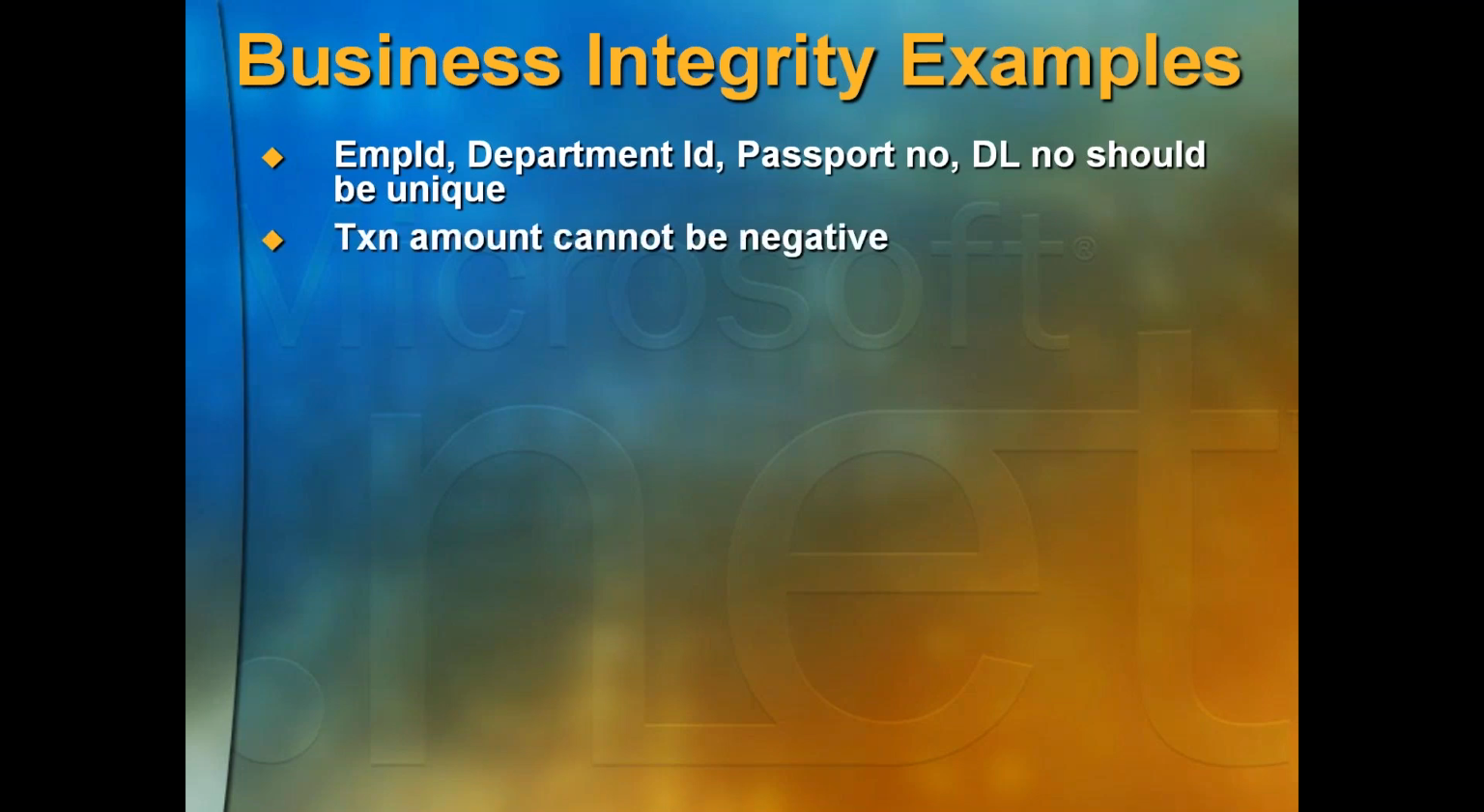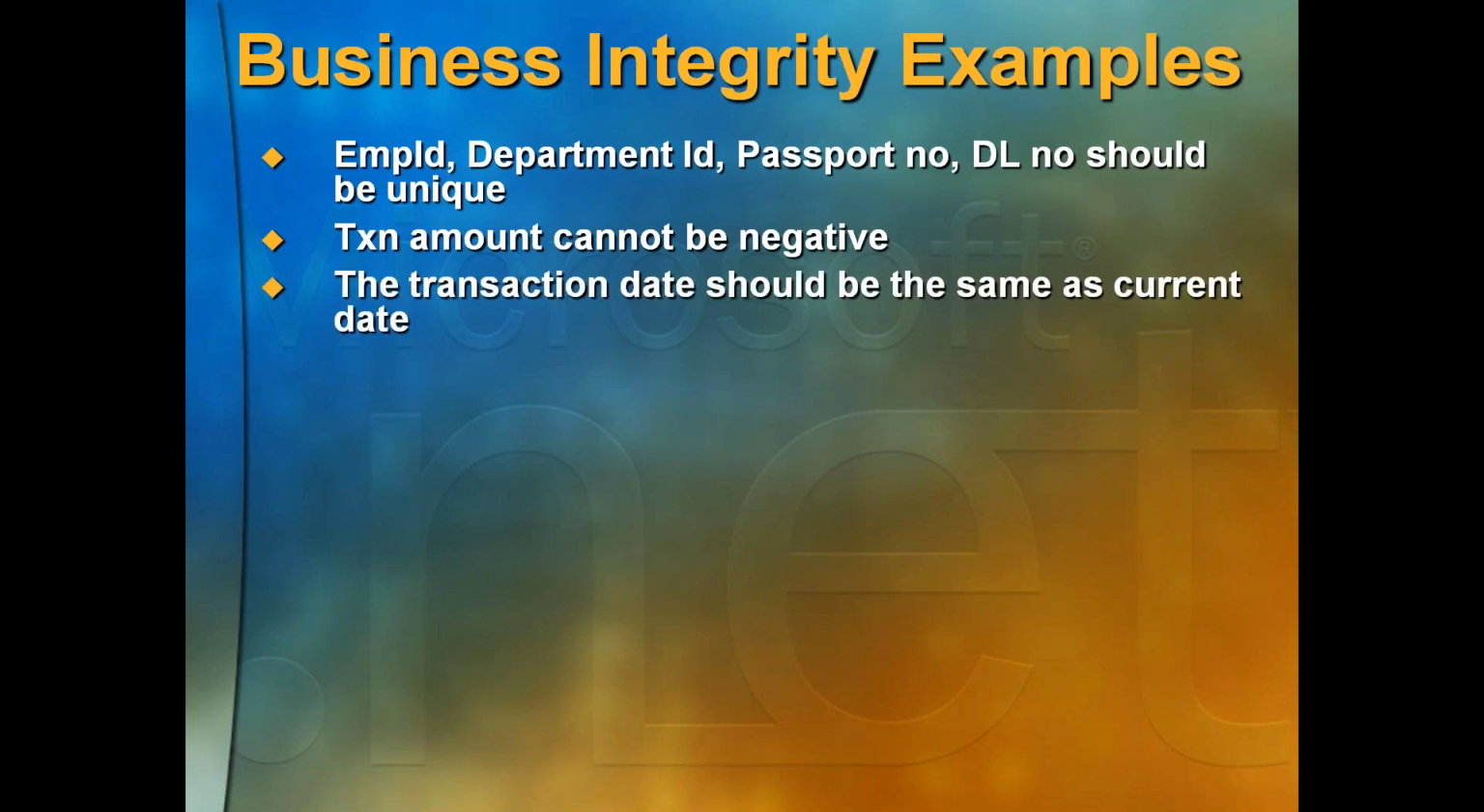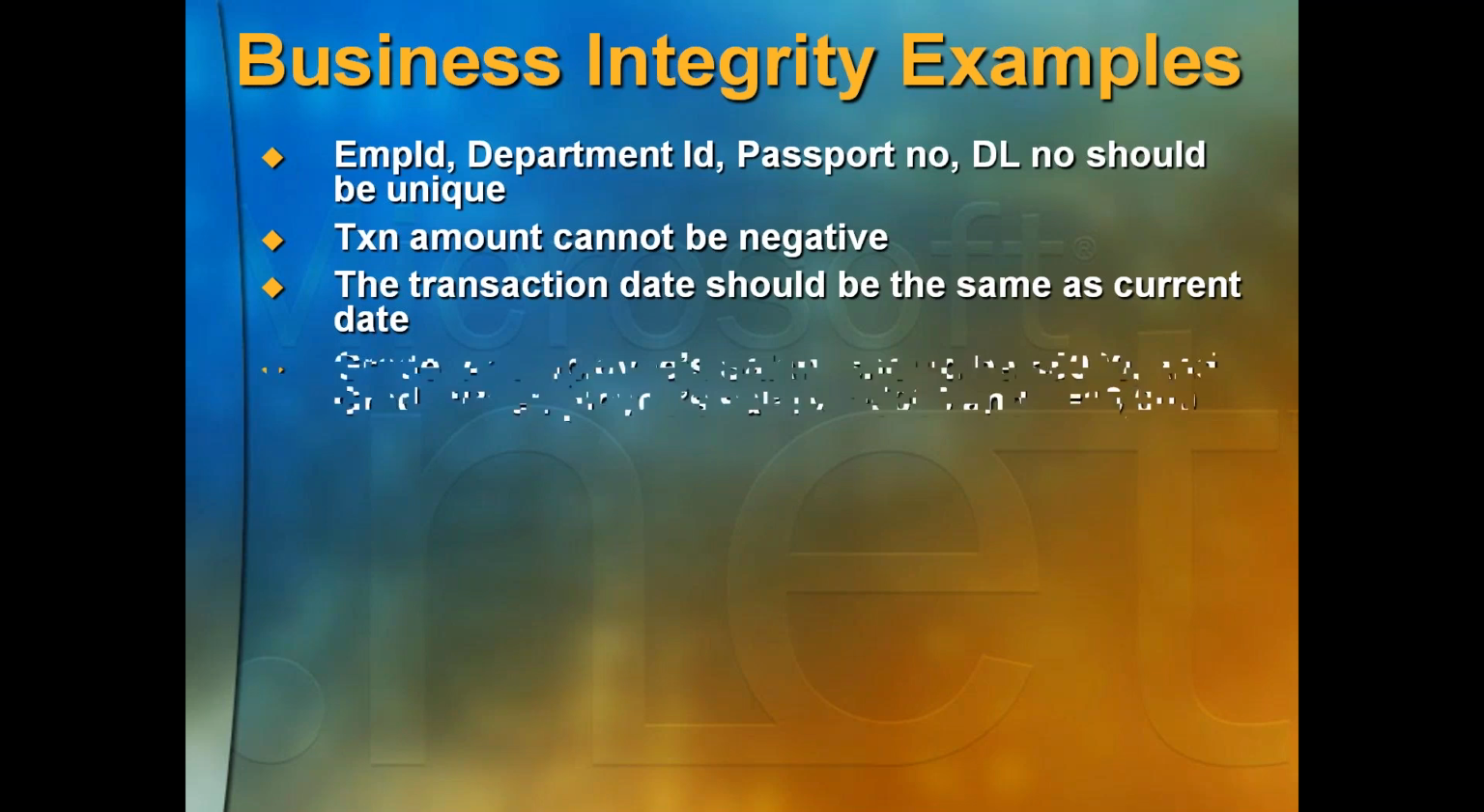So transaction amount cannot be negative. You went to the ATM and you were supposed to enter 2000, but you entered minus 2000, and the ATM accepted that. Will it be allowed? It should not be, right? The transaction date should be the same as the current date. You were withdrawing cash in the ATM, but it was showing the transaction date as yesterday's date, not today's date. So this is wrong data.